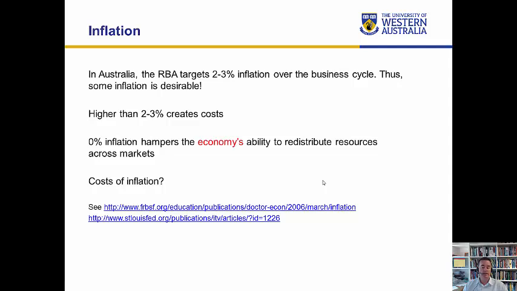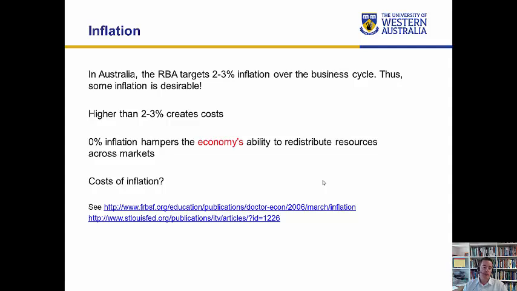Okay, so the next thing, I've already mentioned why we have a 2 to 3% inflation target. The important thing to notice here is that some inflation is desirable. We aren't targeting zero inflation. No country in the world targets zero inflation. Every central bank in the world targets some small positive level of inflation. That must mean, and it is the case, that some inflation is desirable.